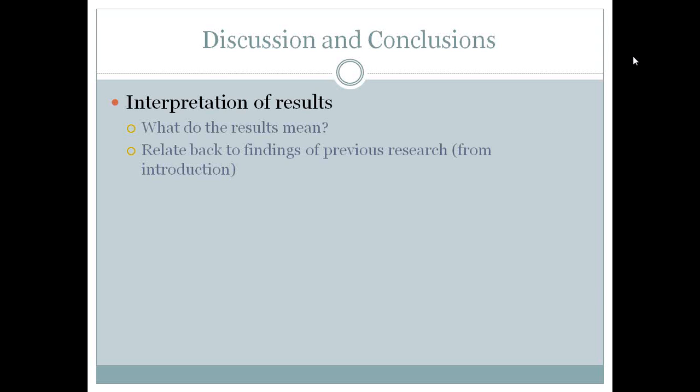Previous literature says X. I worked on this person who had this condition. This is what we did. These were the results. These results are consistent with previous findings, or maybe they're not. Maybe they're contradictory to previous findings. That's where you really want to tie it all together, bring it back full circle.